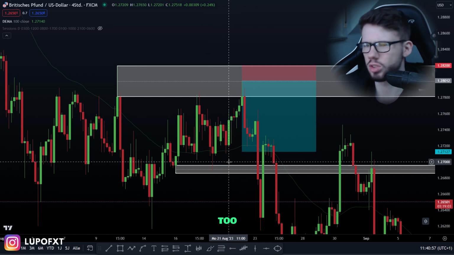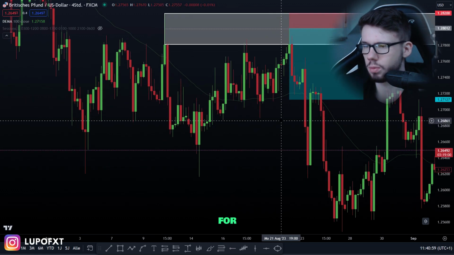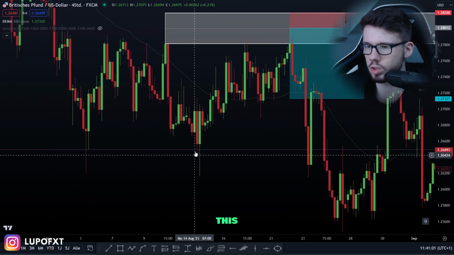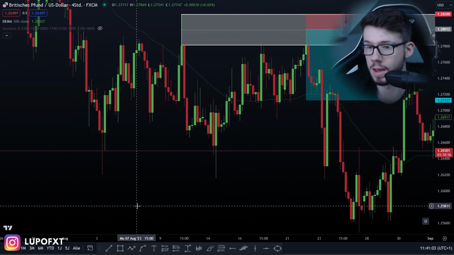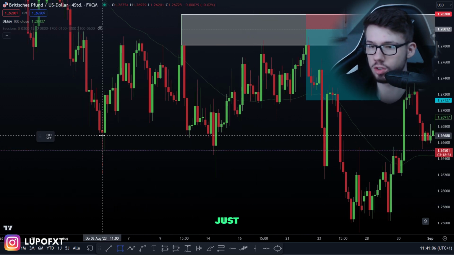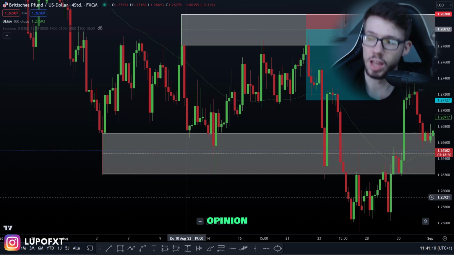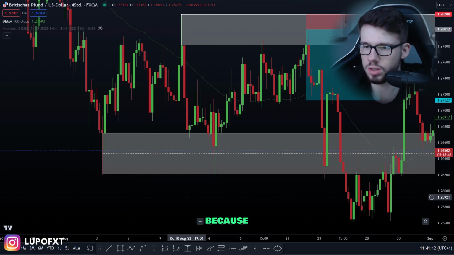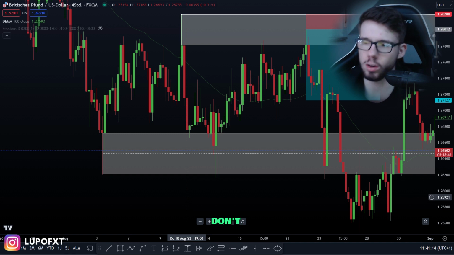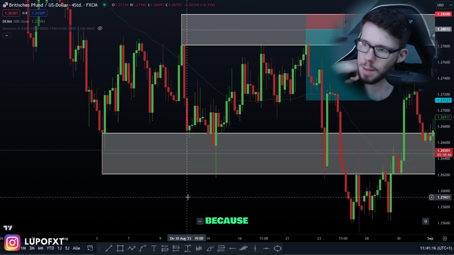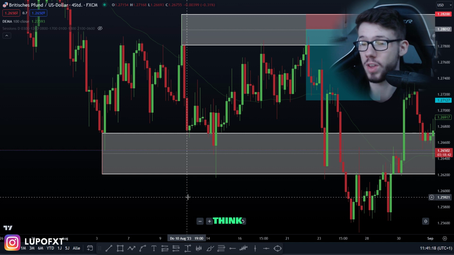Now, but this is a little bit too close. What is way more pivotable, for example, is this wick here. This wick and this wick already touched it again. So we could basically just draw it from here to there. Now, here we have a little problem, in my opinion. This zone is a little bit too big, and I don't like it when it's too big like this, because you have to think we are already on the 4-hour time frame and this zone is already so big.